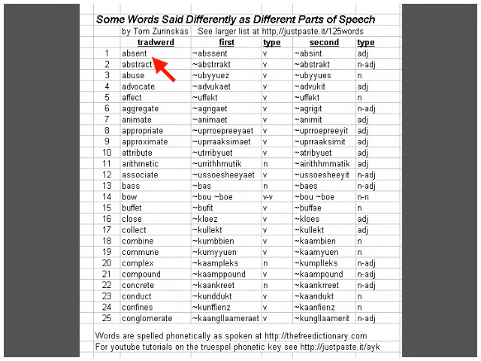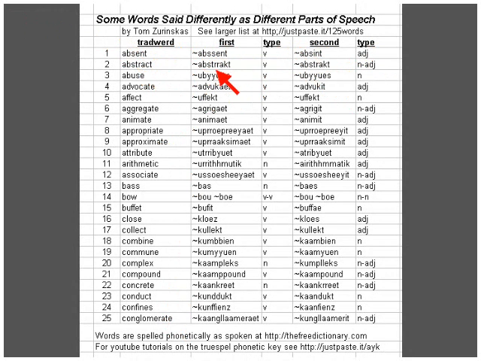For instance, absent as a verb, absent. See the stress, the double consonant indicates stress on the second syllable. And as an adjective, absent. He is absent. The second vowel changes a little bit to a short I.